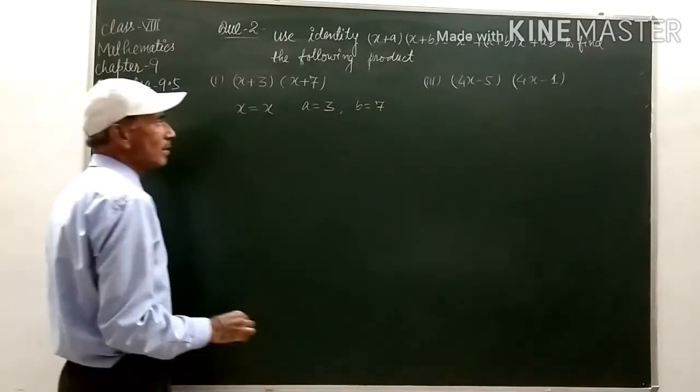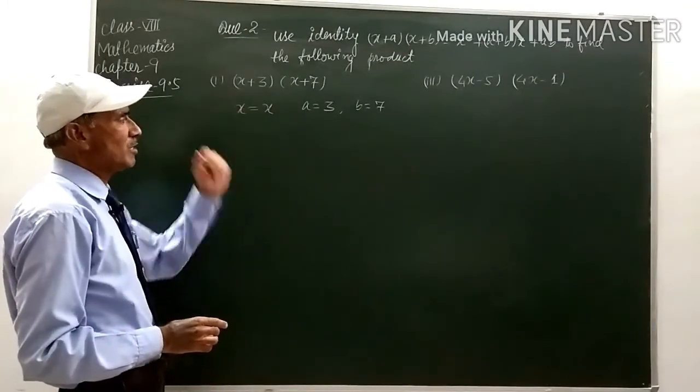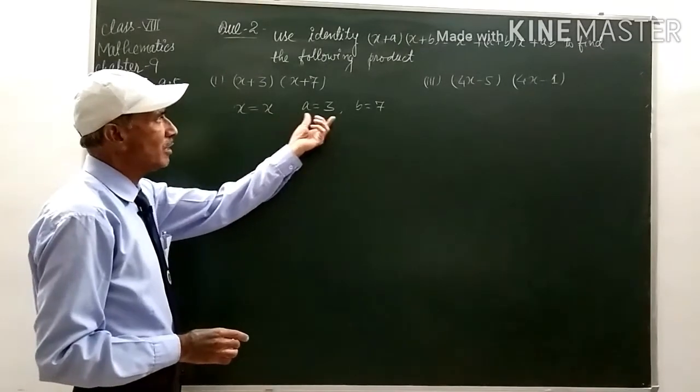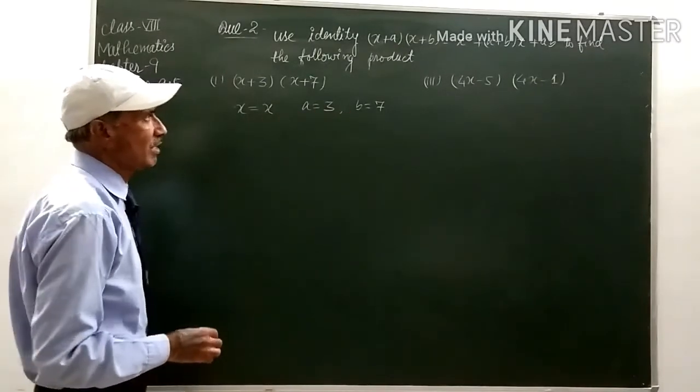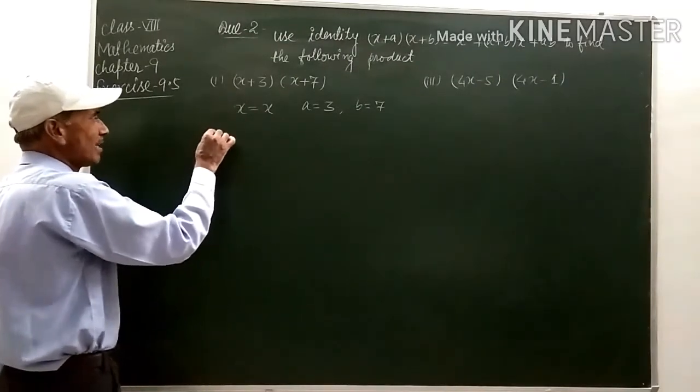Clear, student? When we compare this expression with the identity, in place of x there is x, in place of a there is 3 and in place of b there is 7. So, what is identity? First of all we will write the identity here.